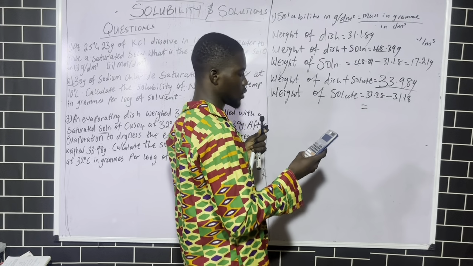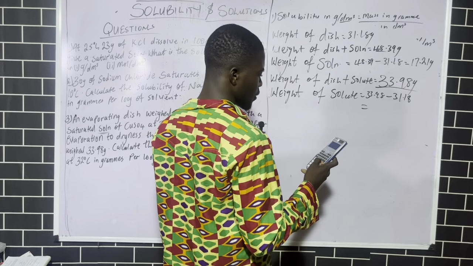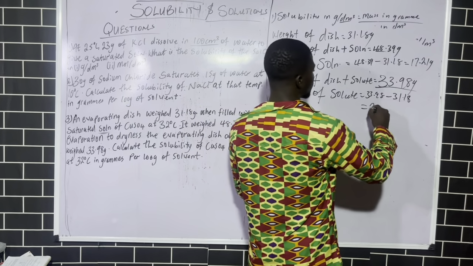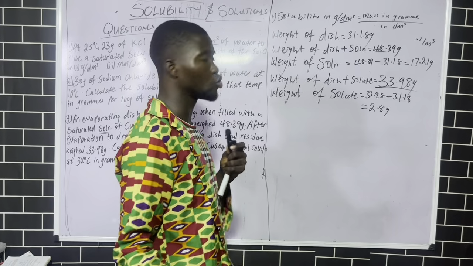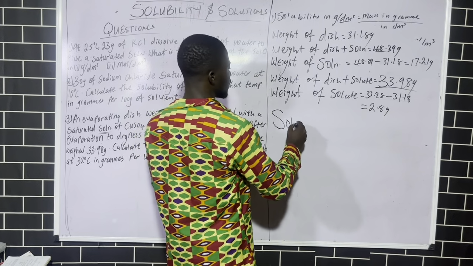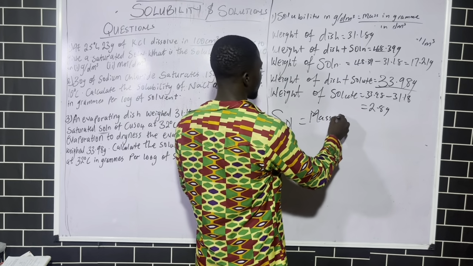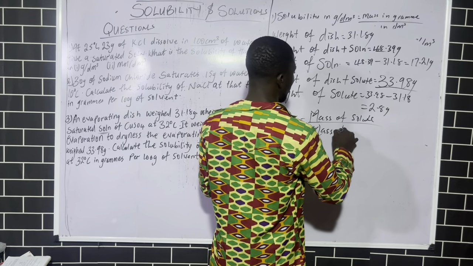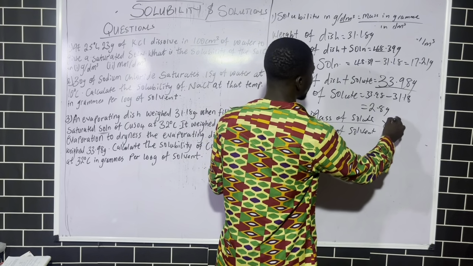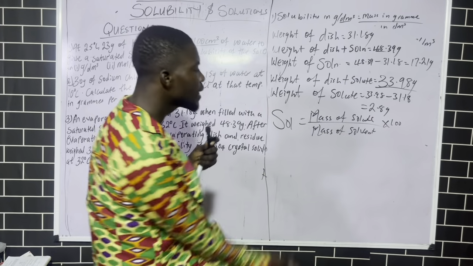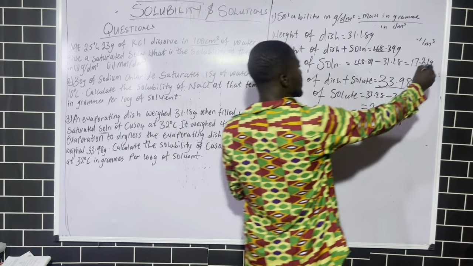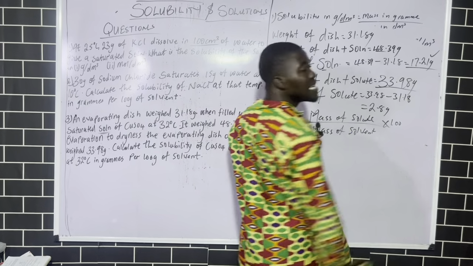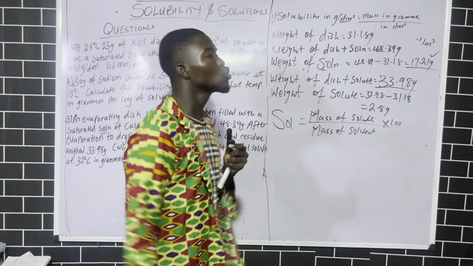33.98 minus 31.18 is 2.8. So the weight of solute is 2.8 grams. Now let's find our solubility. Solubility is equal to mass of solute over mass of solvent, times 100. But what is the mass of solvent? Is it this? No. This mass is the mass of solution. We're not using mass of solution, so we'll find the mass of solvent.